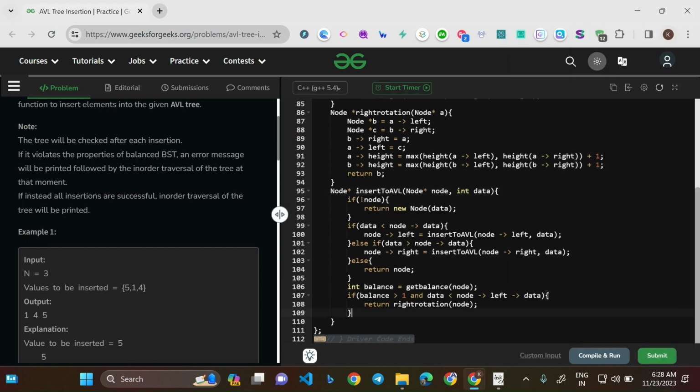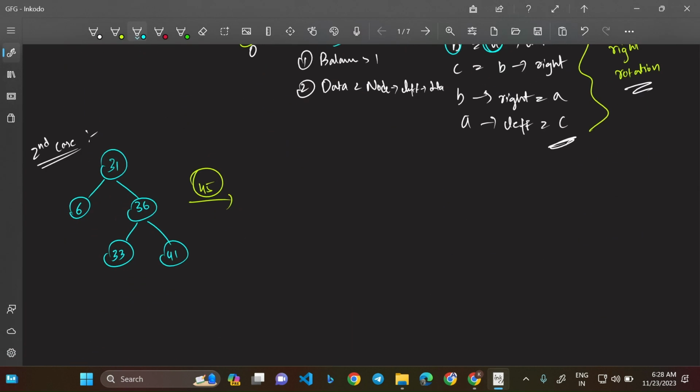If balance comes out to be greater than 1 and data is less than node's left's data, that is the first conclusion that we have got. And now frame the second conclusion. Now what are the other cases left? Come to this particular case. There are 2 more cases, right? Excluding this case, now we are trying to insert 45.